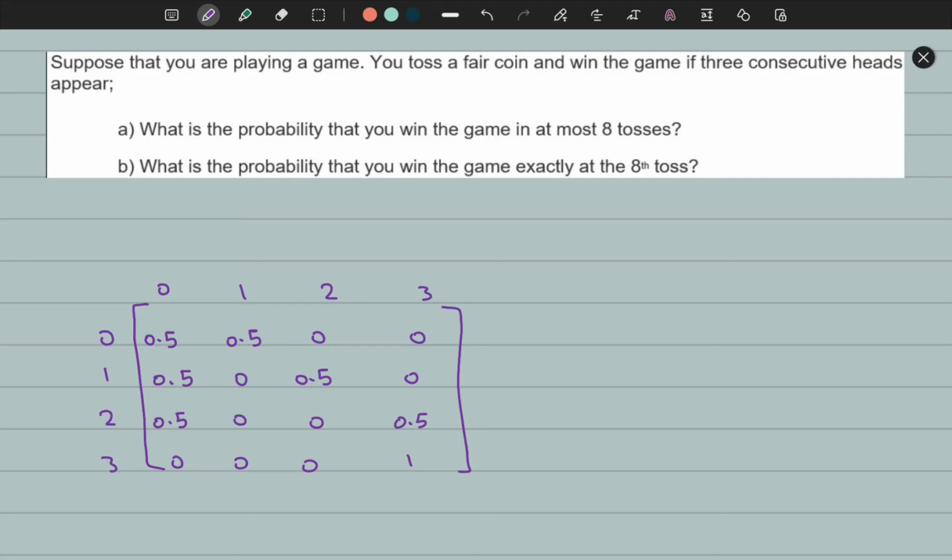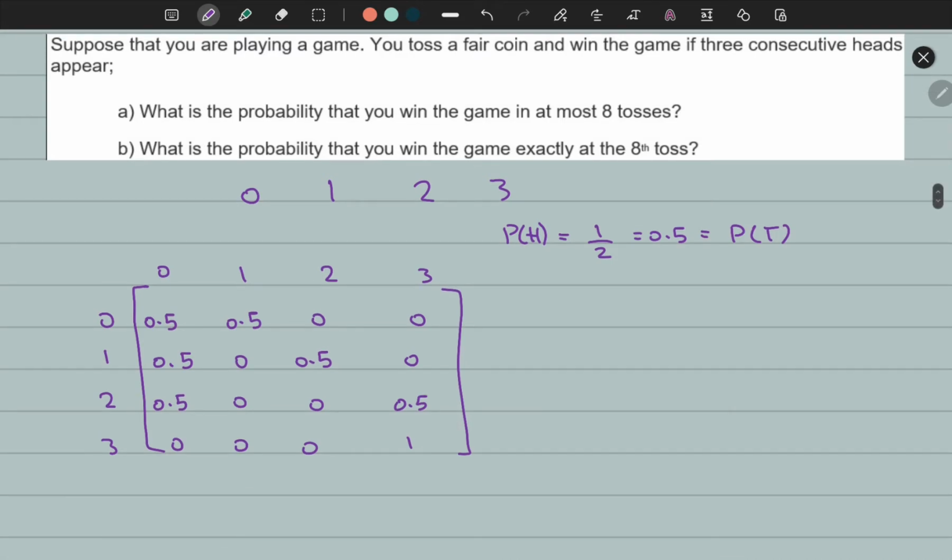So first, what are our states? As we can see in the matrix below, our states should be 0, 1, 2, and 3. What are these? These indicate the number of consecutive heads. So since we have a fair coin, the probability to get a head is 1 over 2 or 0.5. And the probability to get a tail is the same thing. So let's analyze the matrix.